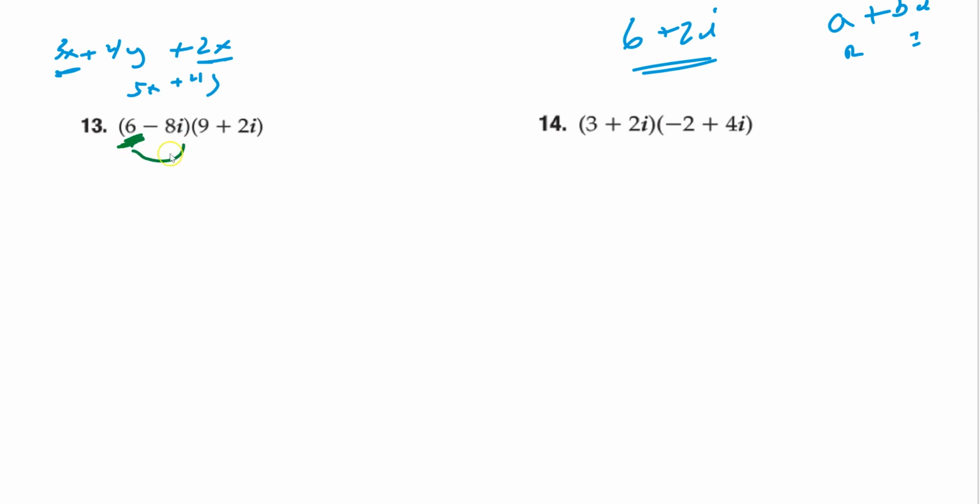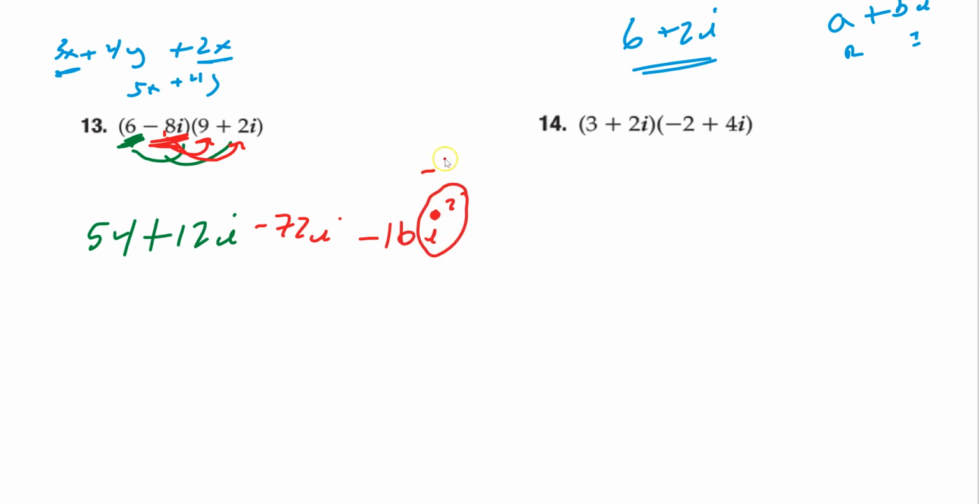Multiply that 6 by both of them. So you get 6 times 9 is 54. 6 times 2i is this 12i. Then we move on and multiply the next number by both of them. So -8i times 9 is -72i. Then right here we've got to watch out. -8i times 2i is -16i squared. Remember, i squared is special, it's -1. So what happens here is this becomes a positive 16.